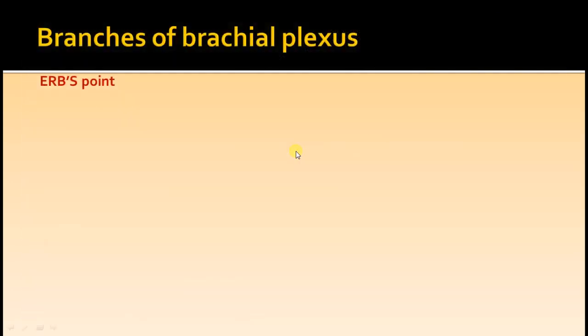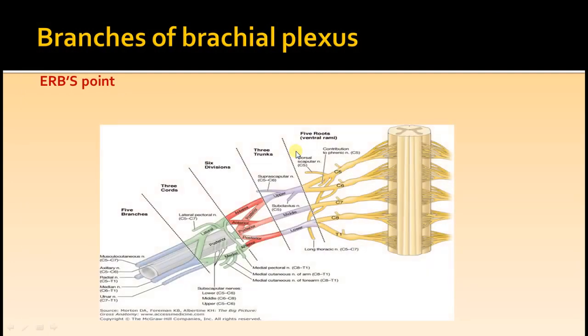So, branches of the brachial plexus. Since we are dealing with the upper trunk, there is a point which is called Erb's point, which is circled or highlighted for you. Erb's point is a meeting point of 6 nerves. Let us understand how the 6 nerves come. The roots C5 and C6, 2 nerves. Then the trunk dividing into the anterior and posterior divisions, 2 nerves.